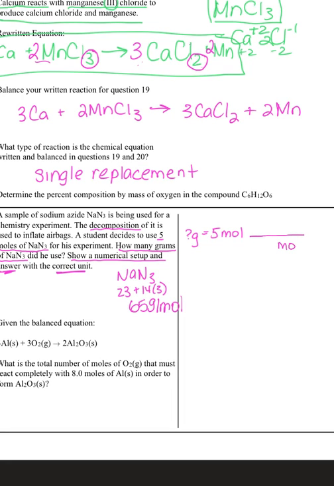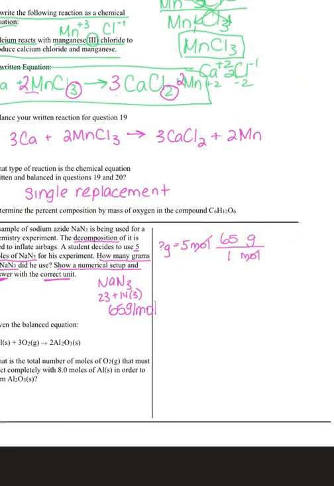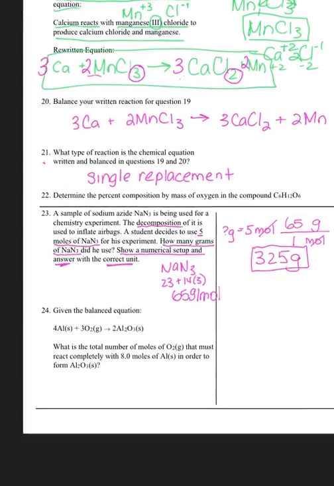We have moles on the bottom to cancel moles up here. We have grams on the top. We have 65 grams for every 1 mole. And now we can calculate 5 times 65. This is going to give us 325 grams. Don't forget the unit.